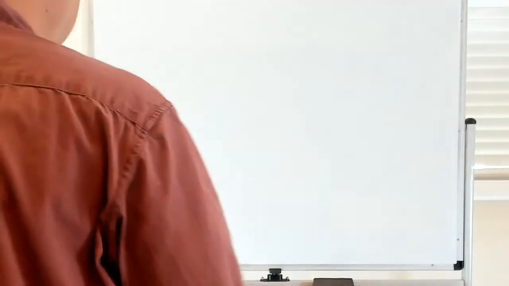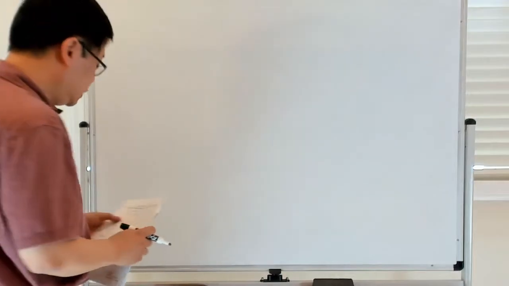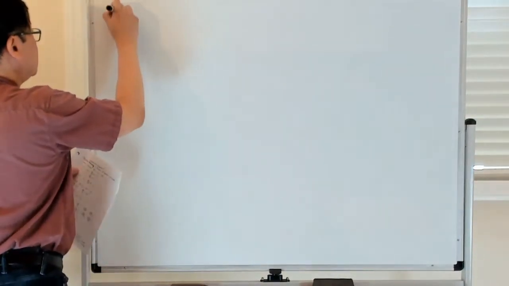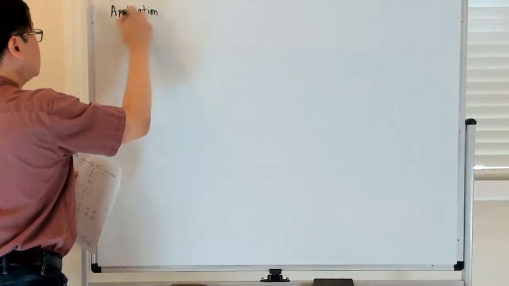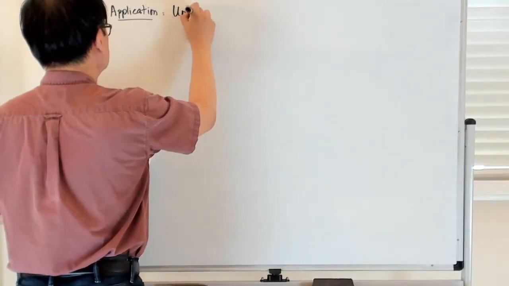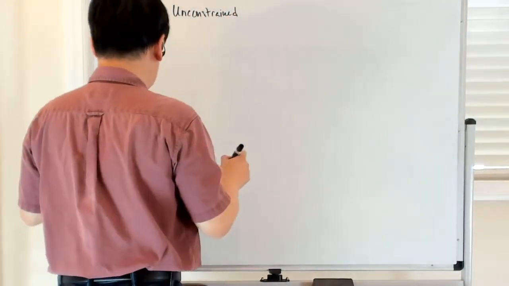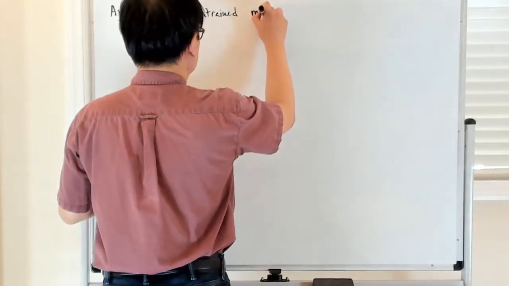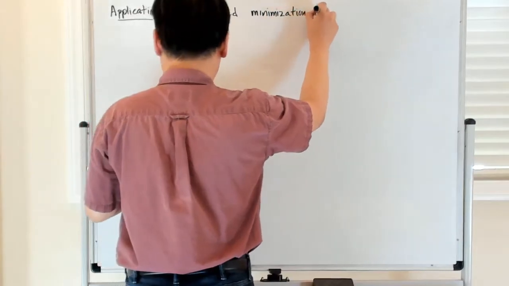All right, so now let's look at an example of how you could apply the Newton method for systems of nonlinear equations. So this is an application. I'm looking at the unconstrained minimization of a function of several variables.